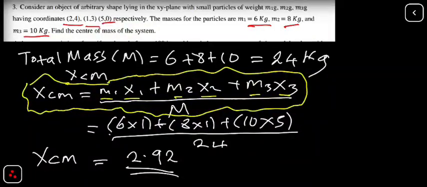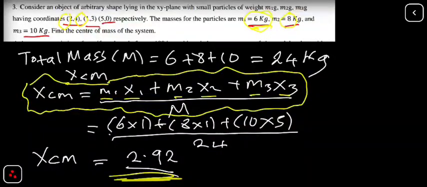Now the next thing you're supposed to do is start putting in the x coordinates. You only pick the x coordinates. Here we have m1 which is 6, you multiply it by 2 which is x1. The next, m2 which is 8, you multiply it by 1, since x2 is 1. And x3 is 5, you multiply it by 10 which is m3. Over the total mass, you're going to find this value.